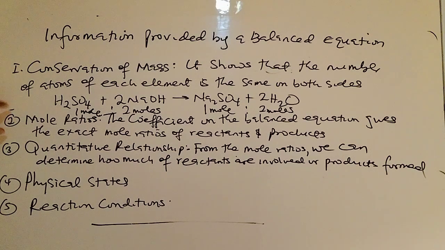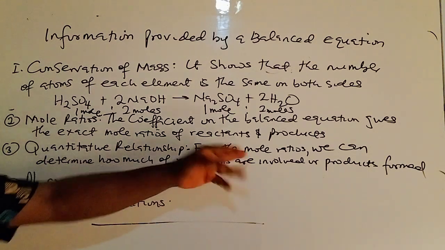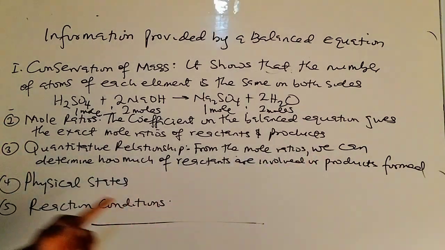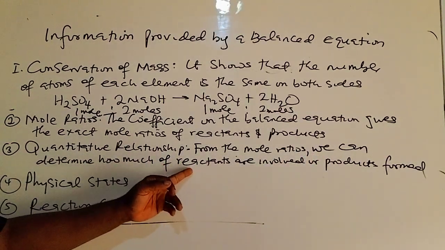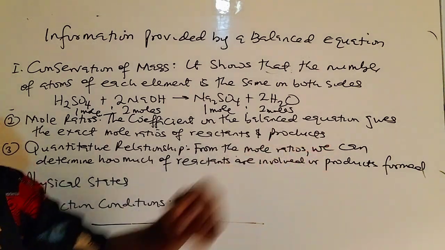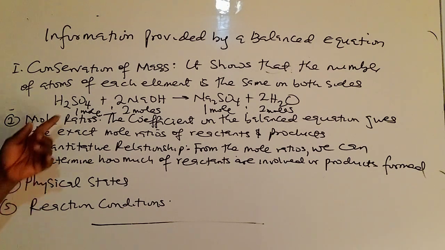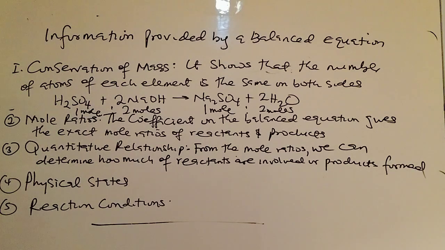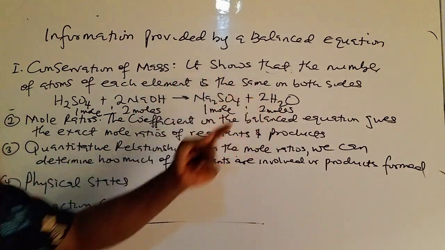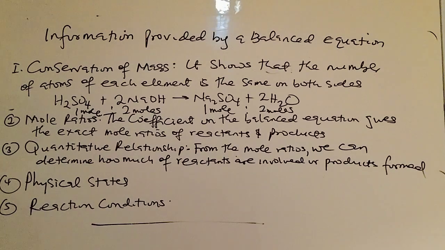Number 2 information you can get. Number 3 is quantitative relationship. From the mole ratio we have here, we can determine how much of the reactants are involved or products formed. That is when you go to a topic called stoichiometry of reactions, or do some calculations. So from the mole ratio, we can calculate how much of the reactant is involved, or which of the reactants is necessary, or which of them is limiting. We can still calculate how much of the product is being formed. That is what is meant by quantitative relationship.